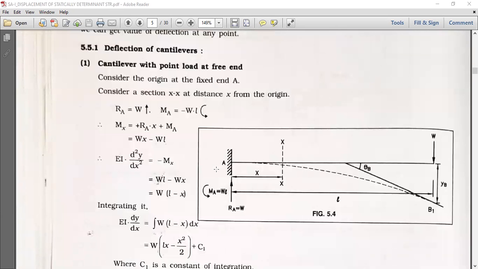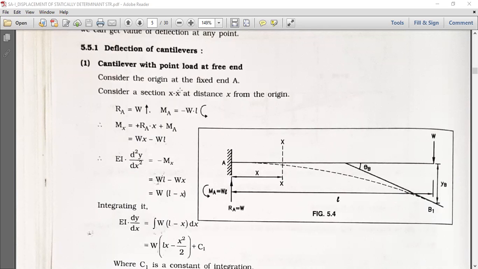Further, deflection of cantilevers. There are different types of cantilever beams with different types of loading. Now we can take a cantilever beam with a point load at the free end as shown in figure 5.4. Here we can see a cantilever beam AB. The fixed portion is A and the free end is B. The length of the beam is L. A point load of W kilonewton is resting on the free end at B.